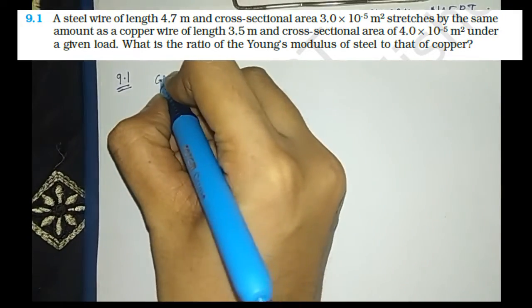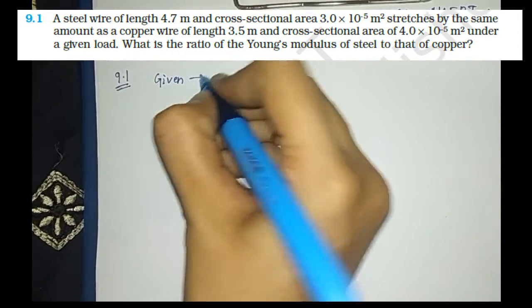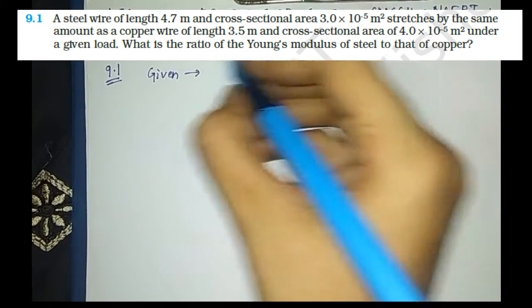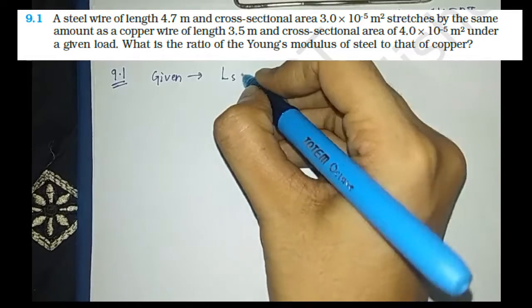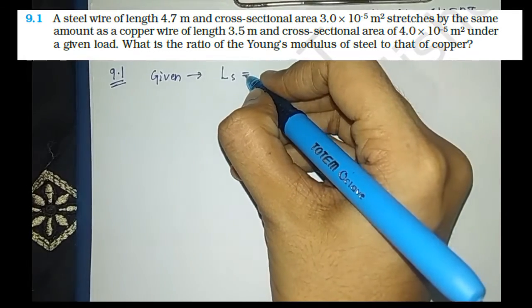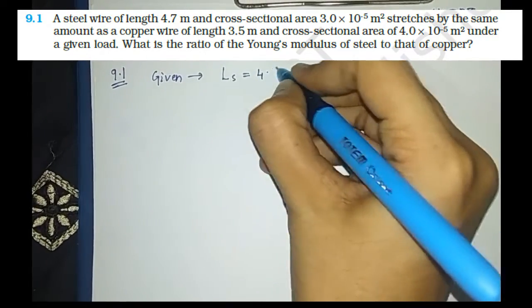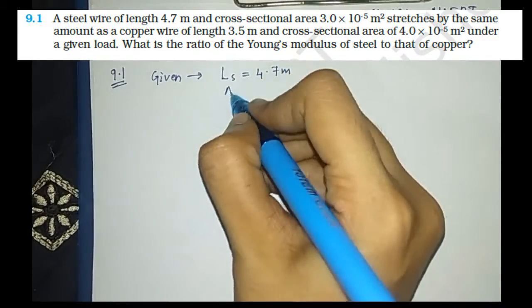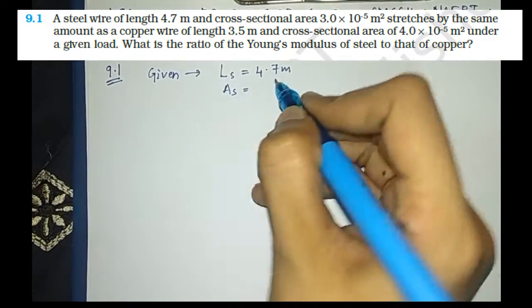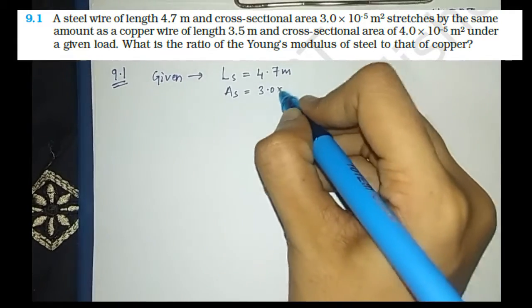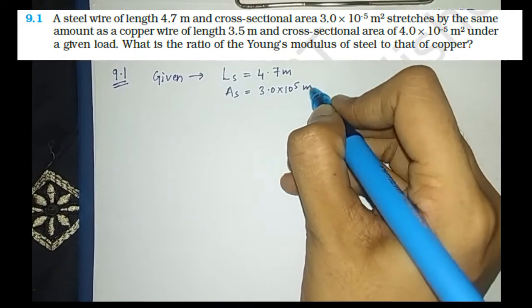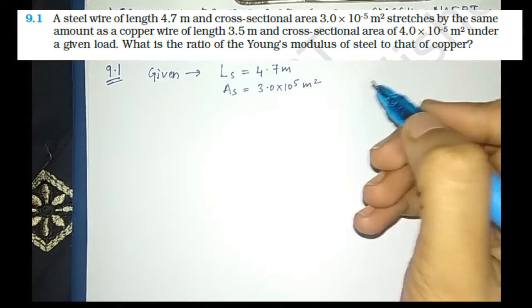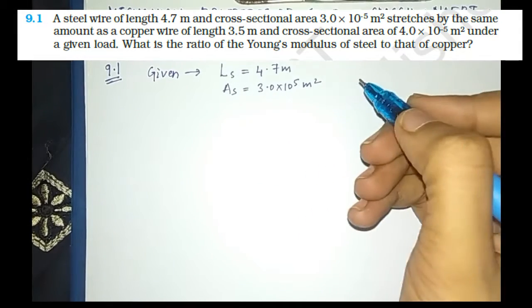So I'll write the given first. There's a steel wire as well as a copper wire, so we'll use the notation with a subscript. So LS is 4.7 meter. The cross-sectional area is given, which is 3.0 times 10 raised to minus 5 meter square. Stretches by the same amount, that means the elongation is the same.